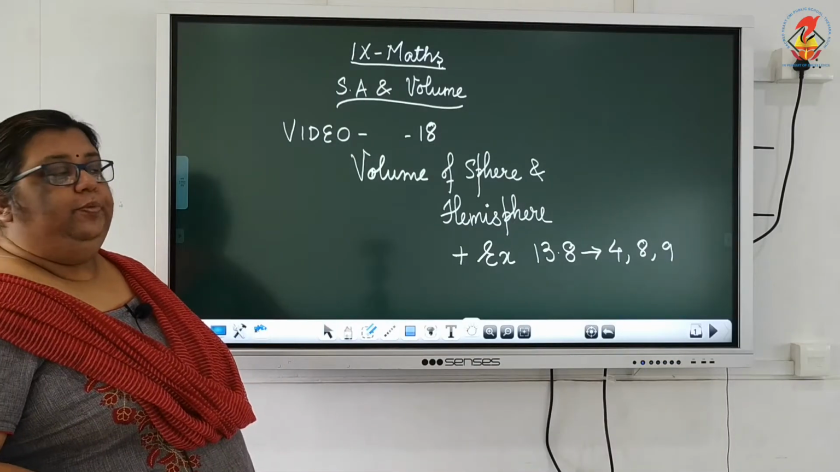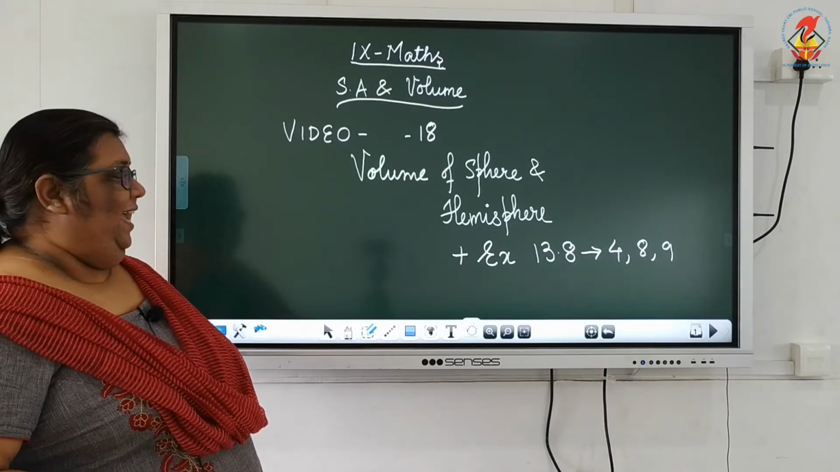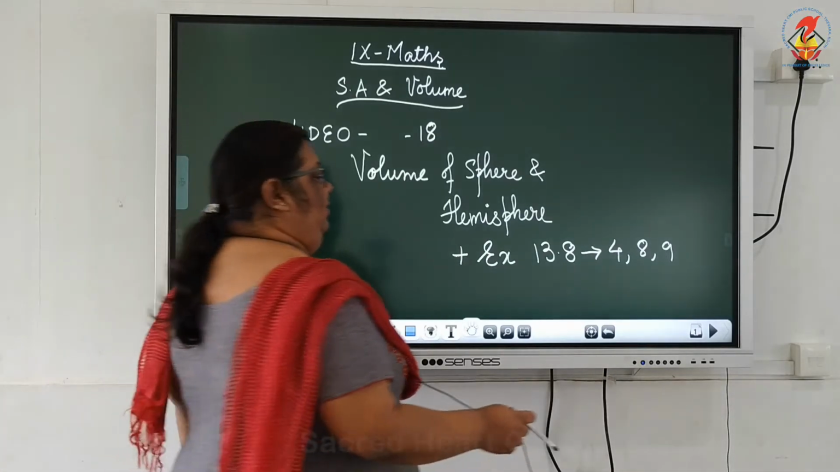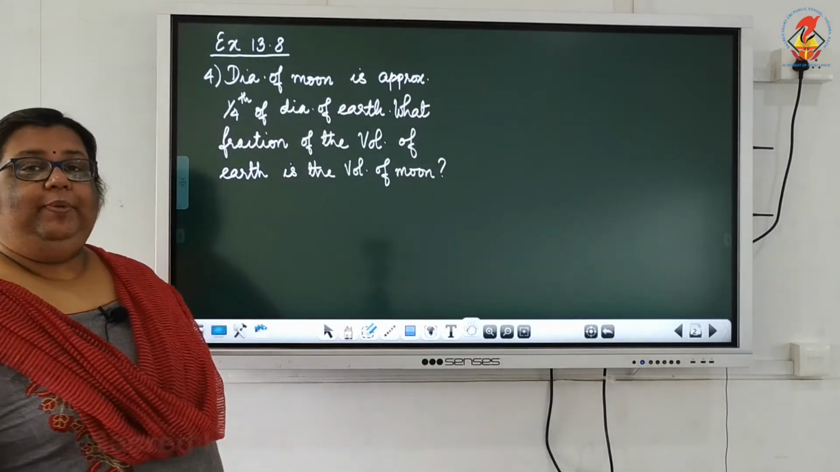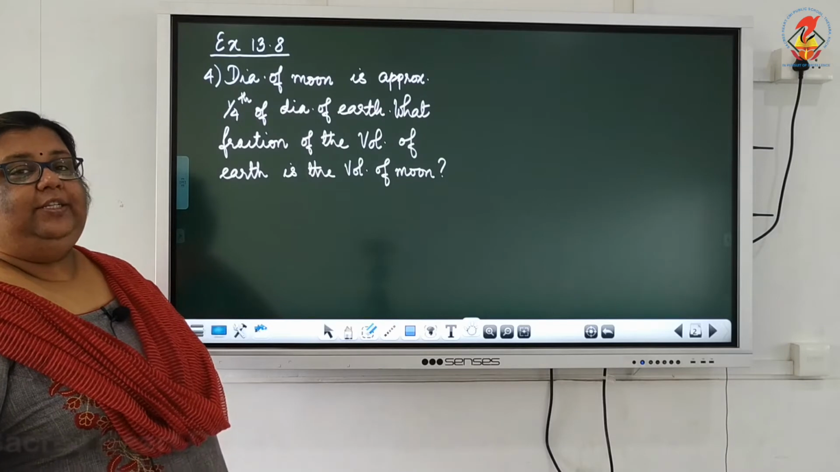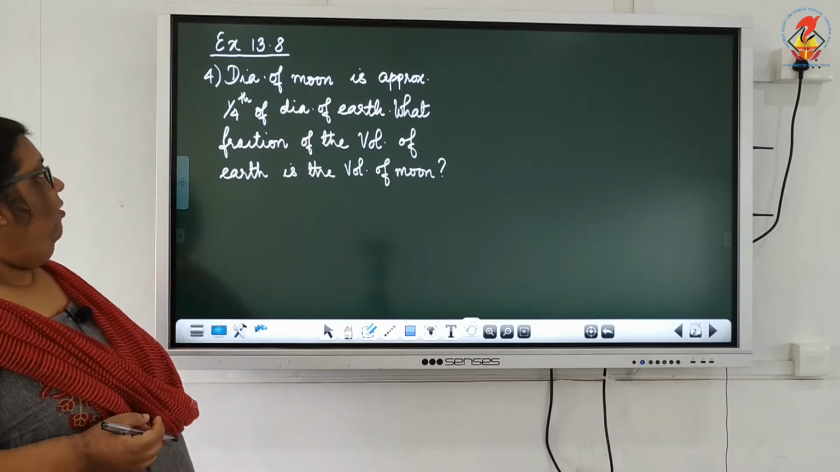Children will continue with volume of sphere and hemisphere, exercise 13.8. Okay. What was volume of sphere? Volume of sphere was 4 by 3 pi r cube and that of hemisphere was 2 by 3 pi r cube. Now our fourth question.